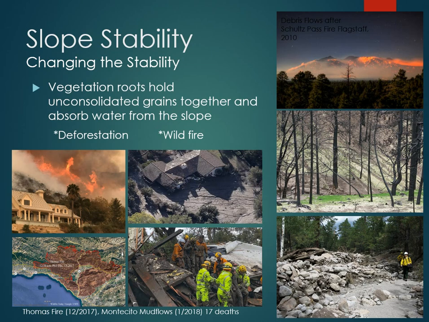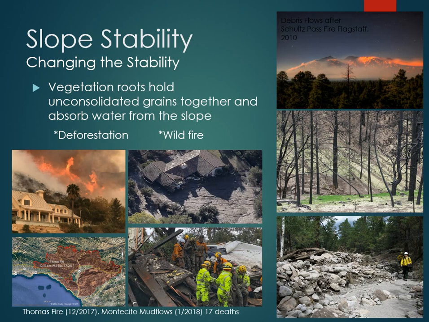On the left bottom here is a series of pictures from California. The Thomas Fire burned a lot of Southern California, just north of LA, back in December of 2017, which stripped away a whole lot of vegetation. And when there was a lot of rain during January of 2018, it created a lot of mud flows, in particular in the town of Montecito. In Montecito, there were actually 17 people killed during these mud flows. And that's a direct result of that fire.